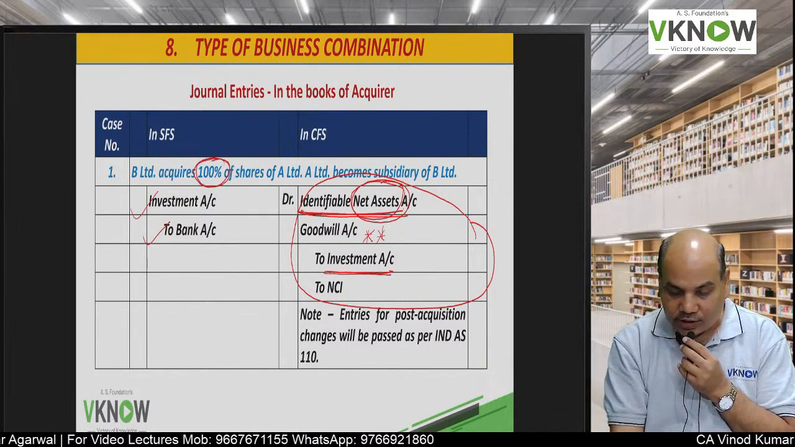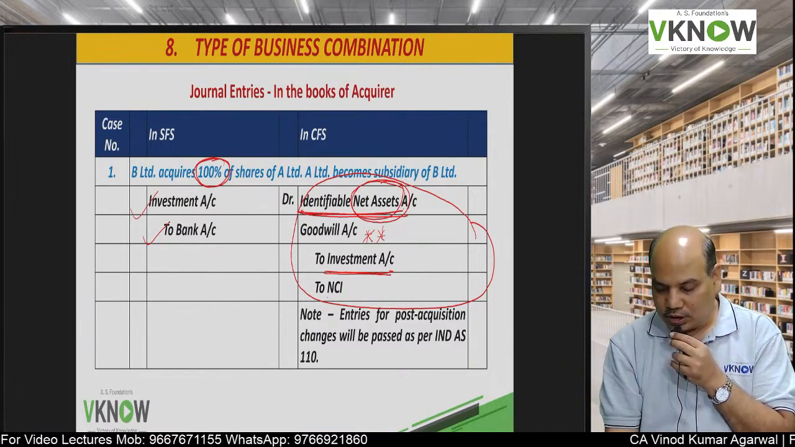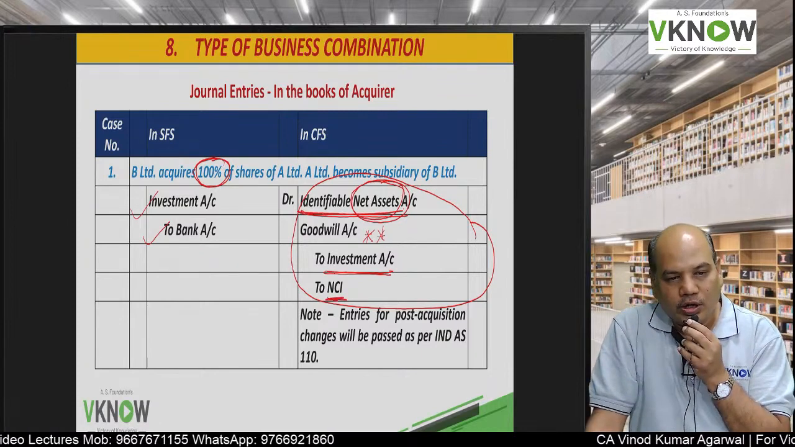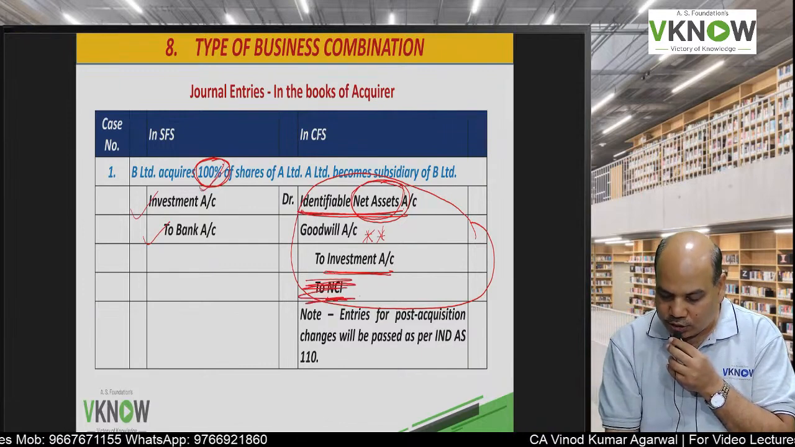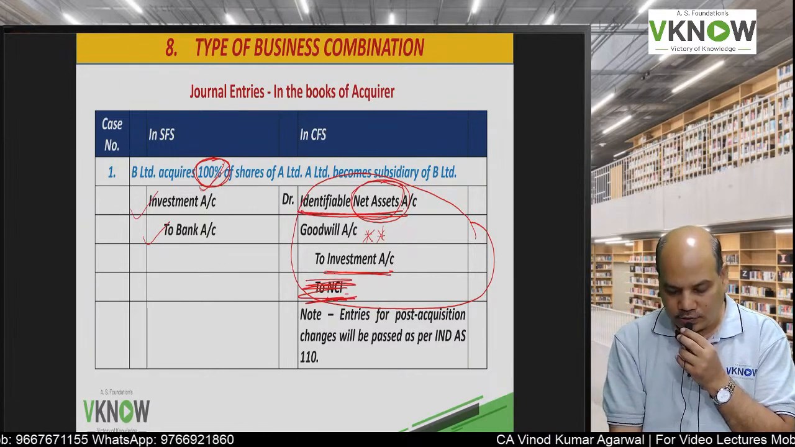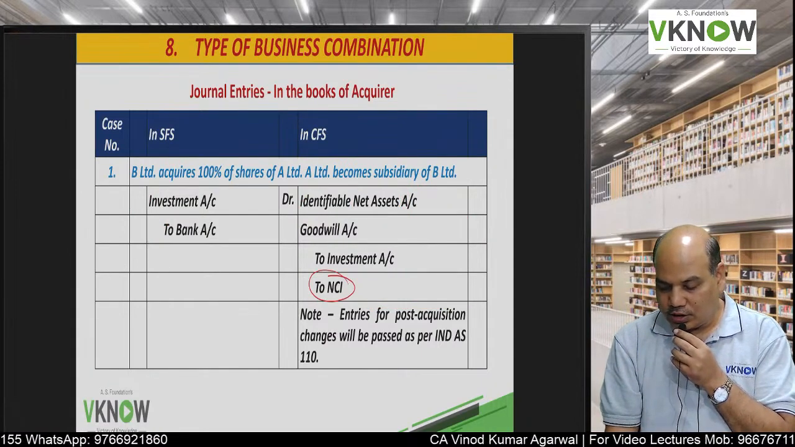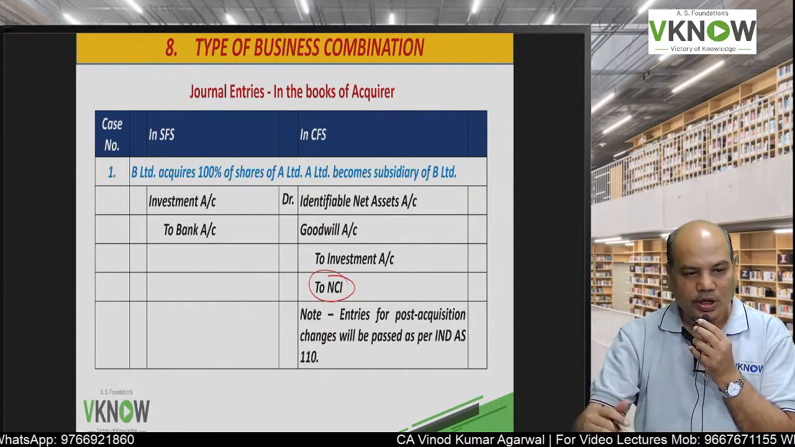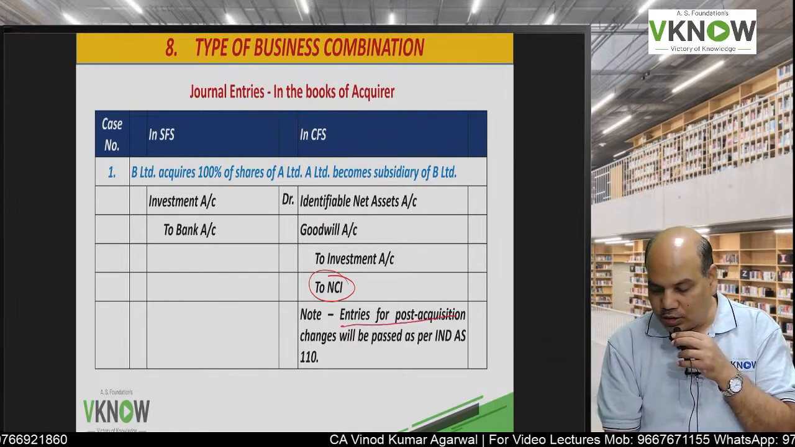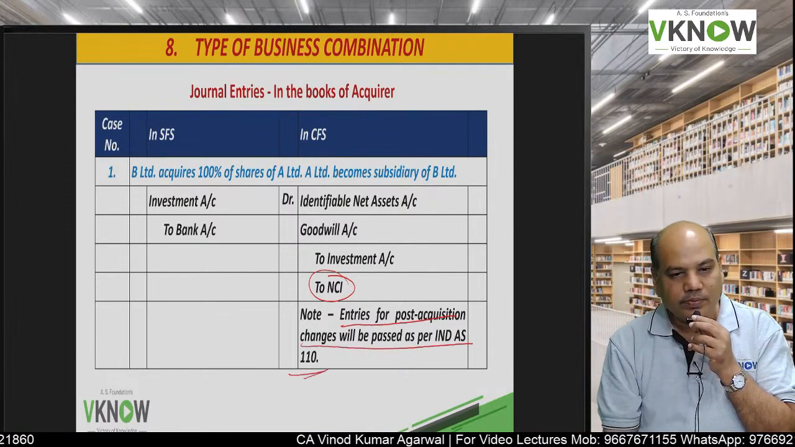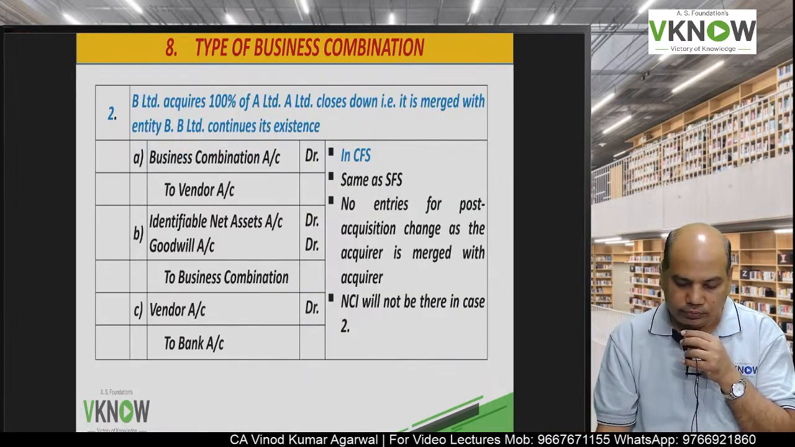Suppose you have acquired less than 100%, then you will credit non-controlling interest also. If you have acquired 100% interest, then there is no need to write non-controlling interest. If you have acquired less than 100%, then you have to write NCI. What about the accounting entry for post-acquisition changes? Further accounting in consolidated financial statement will be covered by IND AS 110.